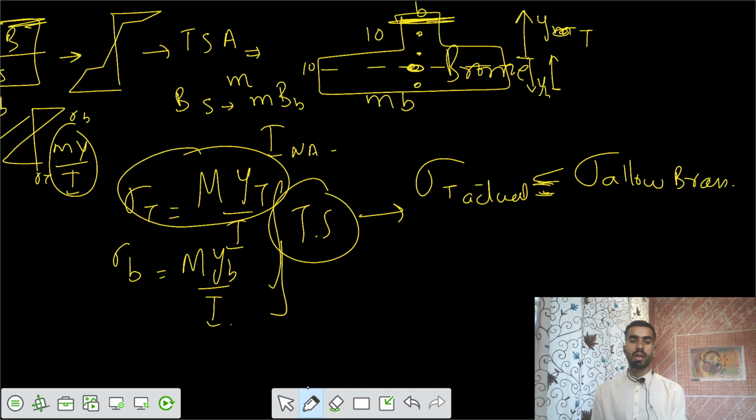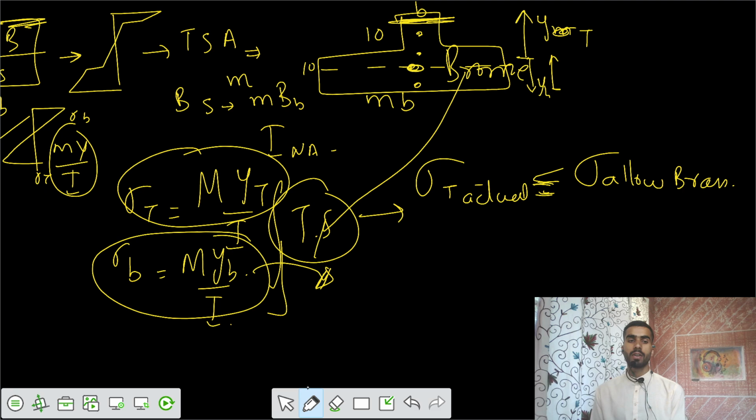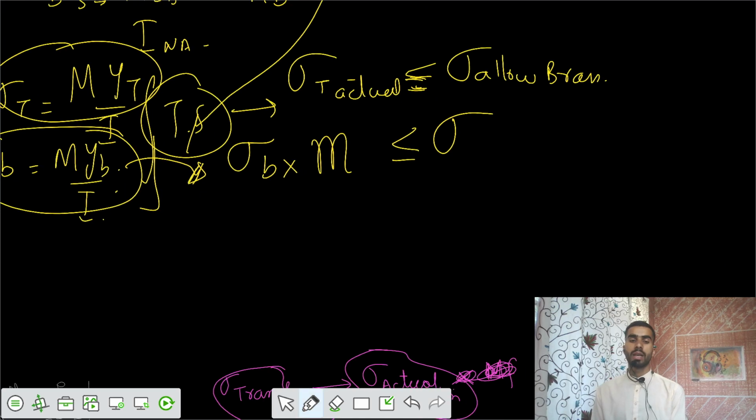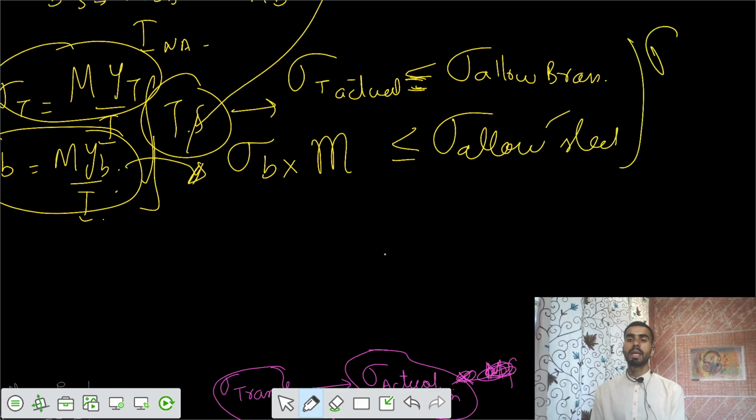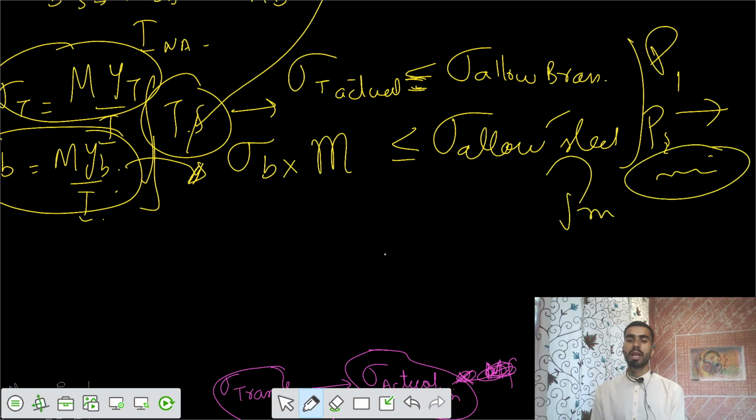And the stress at the bottom you got is for the brass only, and you have to convert it into stress in the steel. So you have to apply sigma bottom times the multiplication factor m, and that should be less than or equal to sigma allowable in the steel. Then accordingly you got two values of P, P1 and P2, and the minimum of them is the P max that you can apply.